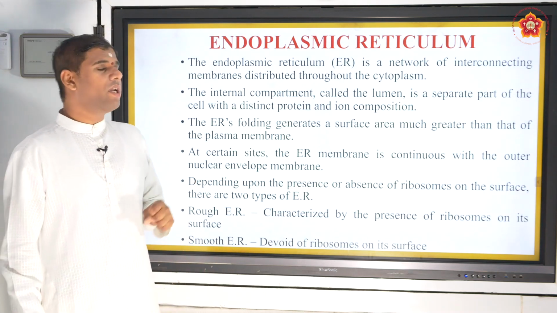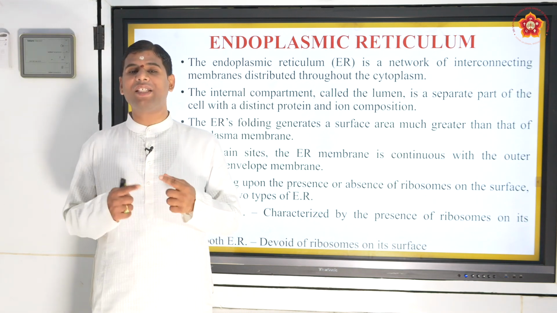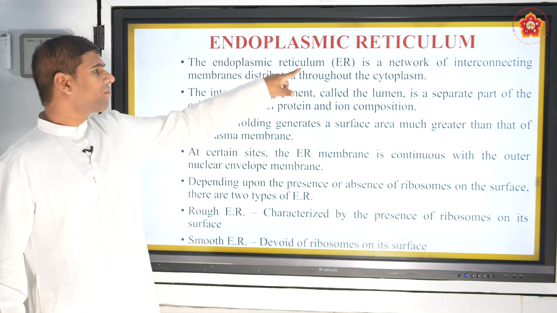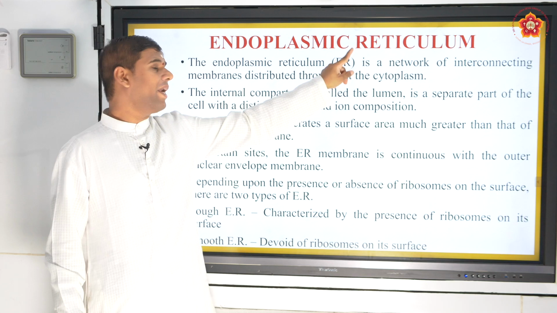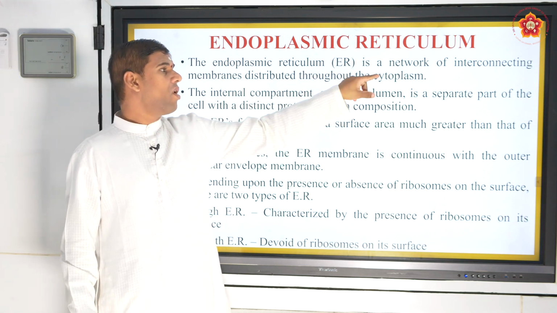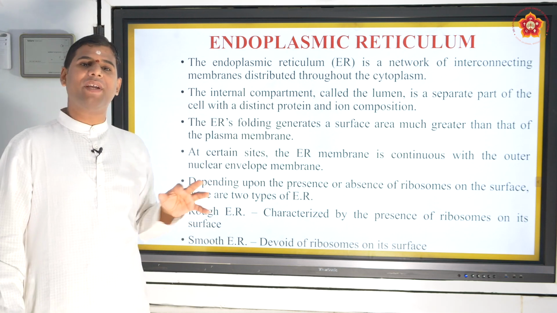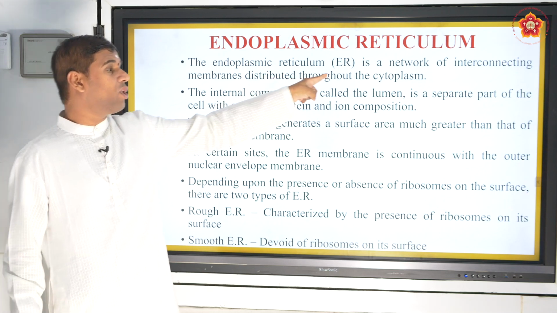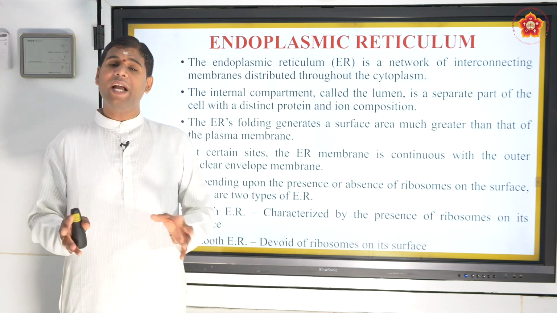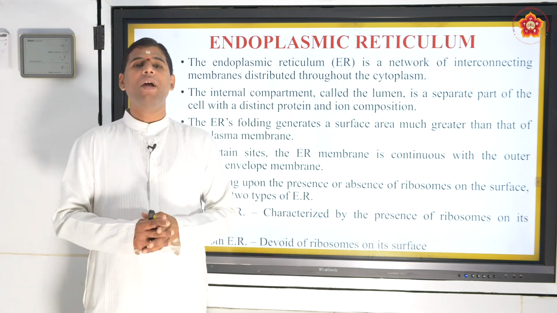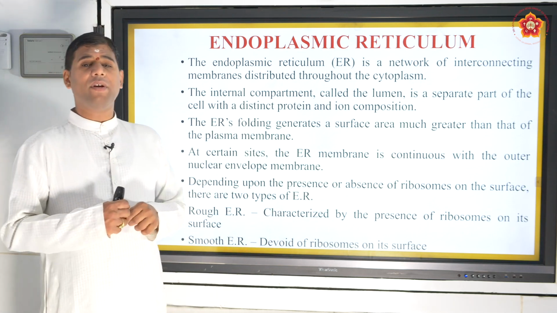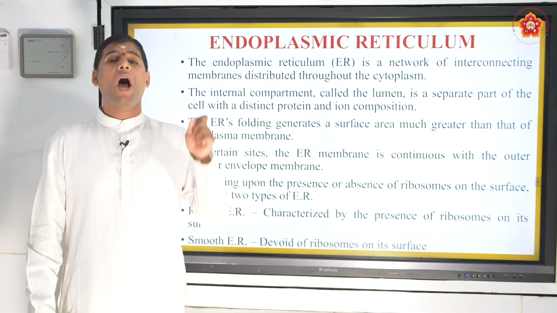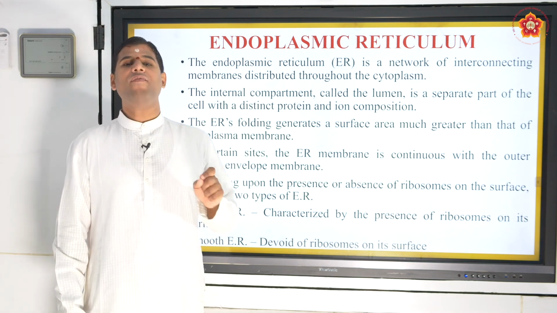Now coming on to the next organelle, this is the endoplasmic reticulum. Now what is this endoplasmic reticulum? It can be called the ER, acronymed as ER. The ER, or the endoplasmic reticulum, is nothing but a network of interconnecting membranes which are distributed throughout the cytoplasm. Each and every organelle which is present in the cell plays an important role in functioning.